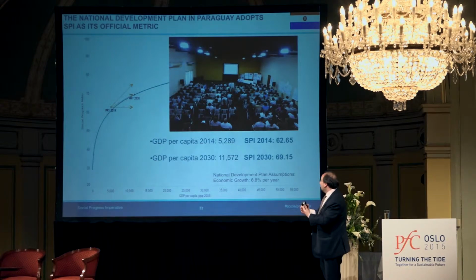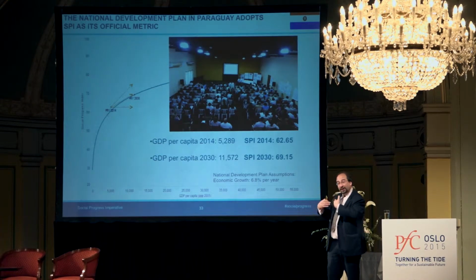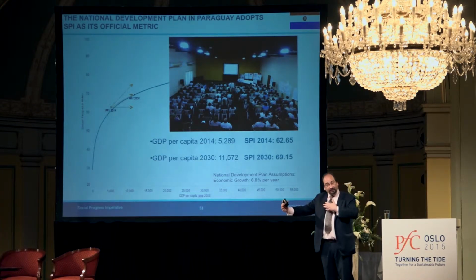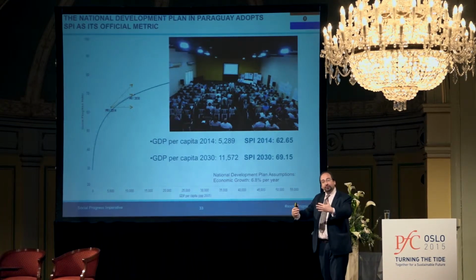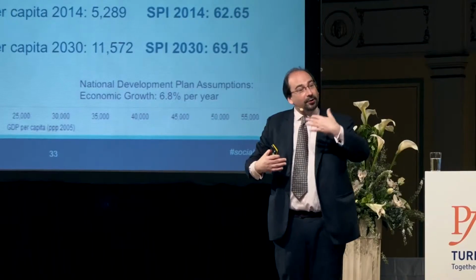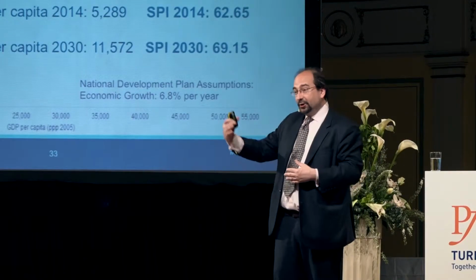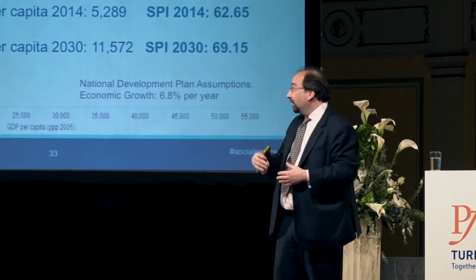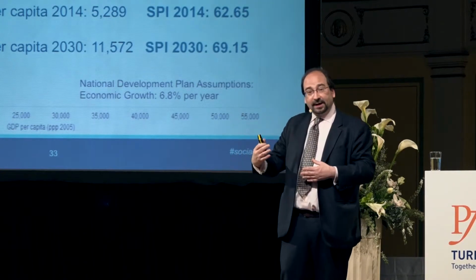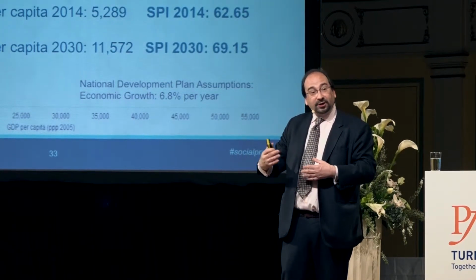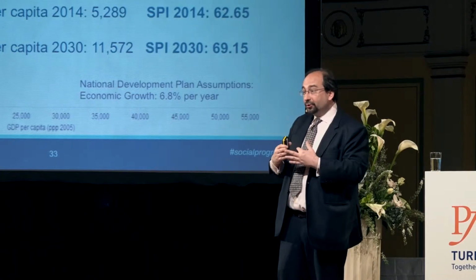And so what Paraguay is able to do is say, we know we're expecting economic growth over this period of 15 years, and it's going to be quite high. We're now going to prioritize actions to make sure that that economic growth is converted into social progress. And as a result of this, there are new budget allocations in the Paraguayan budget for housing, water, and nutrition.